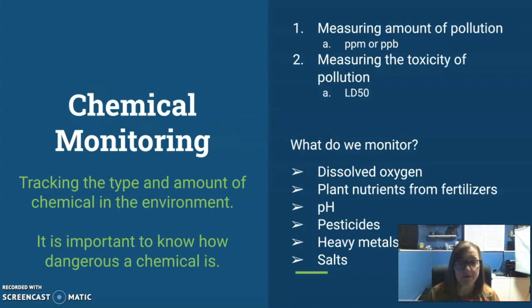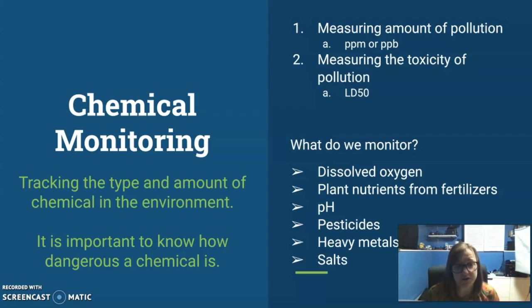So our next type of monitoring is our chemical monitoring. This is where we track the type and the amount of the chemicals. It's really important that you know how dangerous a chemical is in the environment when you're doing this. So we measure the amount of pollution, and for that we use parts per million, parts per billion, parts per trillion. We measure the toxicity of the pollutant, and that's how we decide how dangerous the chemical is. And for that we use a term called LD50.